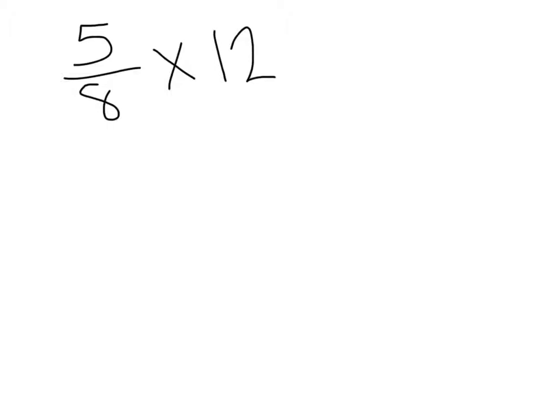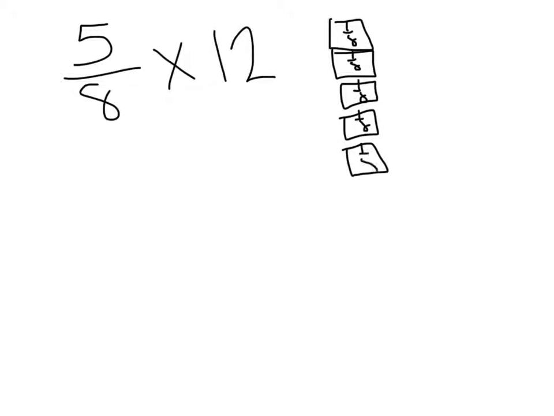So, for example, let's say we have 5/8 times 12. That's basically saying that we have 5/8, and I can't draw those, and we have 12 sets of those. So it's like we have, this is 1/8, there's another 1/8, there's another 1/8, 1/8, and 1/8. That's the best I got. That's one group, and we need 12 groups of that.